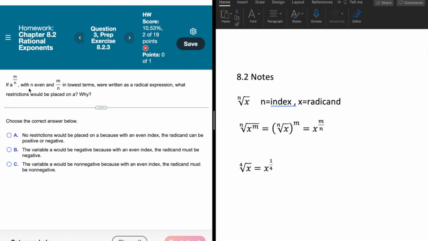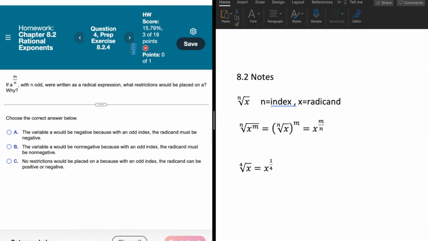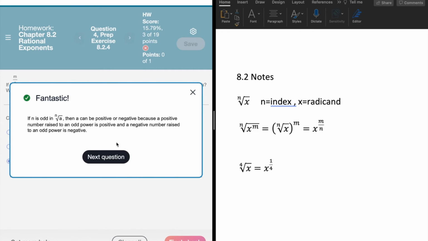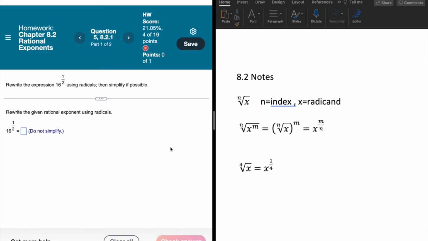All right, let's see here. If we have this with n equals even, and this is in lowest terms, what restriction would be placed on a? Well, if I was evenly rooting something, no matter what that m is, the value of a would need to be non-negative, because I cannot evenly root any negative number. If n were odd, there are no restrictions, because you can have a positive or negative on the inside of an odd root. And we saw that in 8.1. You can cube root -8. You can cube root positive 8. Cube roots, fifth roots, seventh roots, any odd root is fine with positives or negatives.